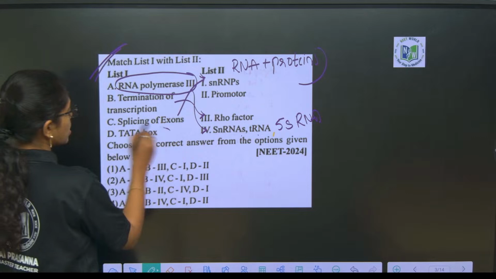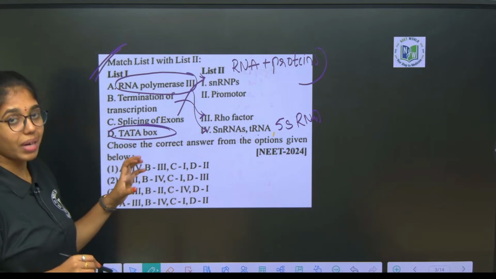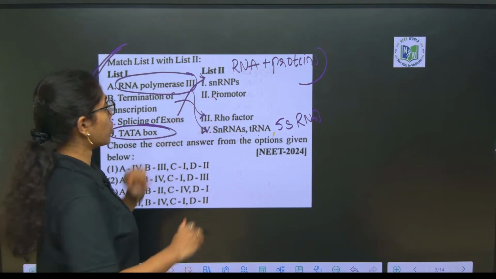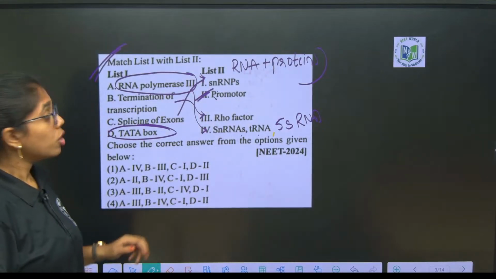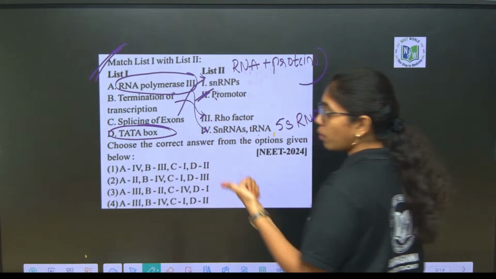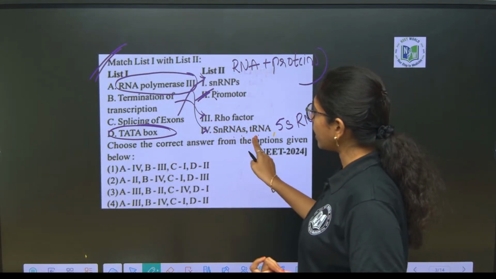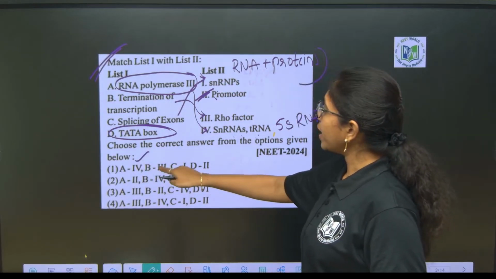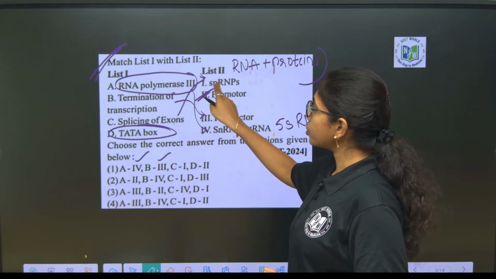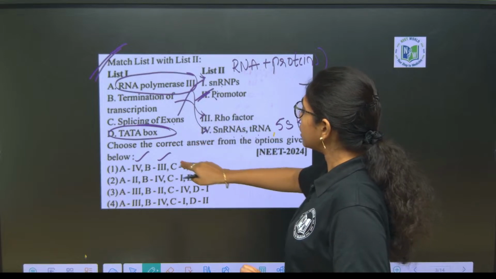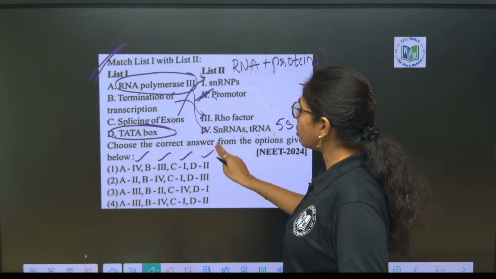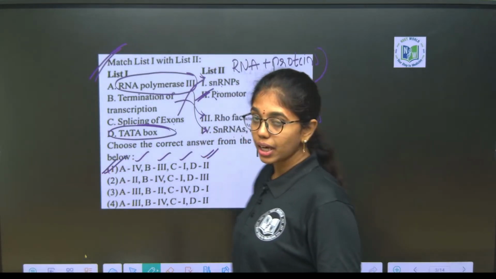And the TATA box during transcription is present upstream of the coding sequence, close to the promoter region, which is option 2. So for the right answer, RNA polymerase 3, which is option 4, is involved in the synthesis of snRNAs and tRNA. A is 4 and B is 3, termination of transcription, that is by Rho factor. Splicing of exons is by SnRPs, which have RNA and proteins. C is 1. TATA box, which is present upstream in the promoter region. So D is option 2. So option 1 will be the right answer.